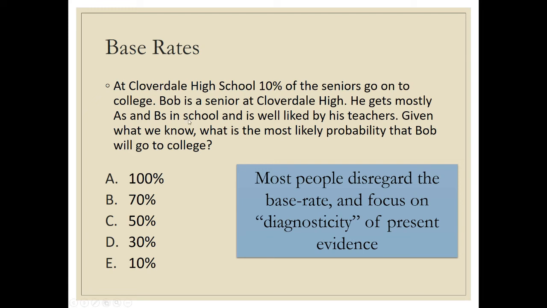We don't know how Bob's cohort performs. Maybe most of them get A's and B's in school. We don't know that information. All we know about the base rate, about the general population from which he comes, is that only about 10% of seniors go on to college, which means that for our purposes, the most likely answer, without knowing any further information, we could be wrong, but simply given what we know, is 10%.